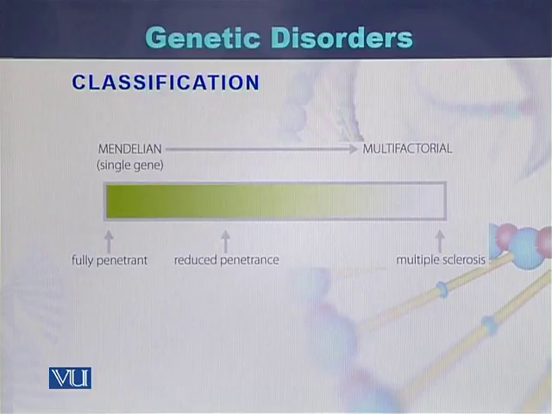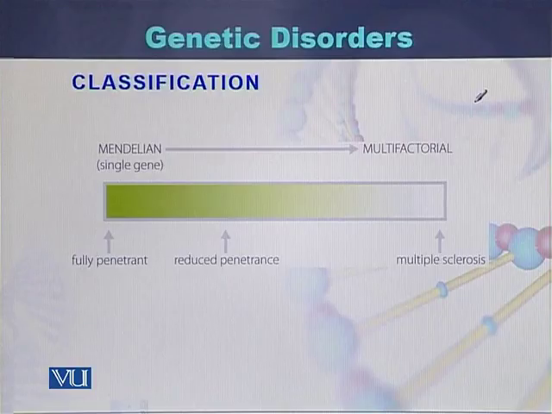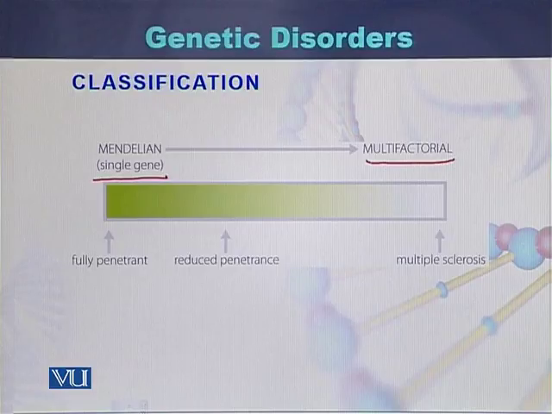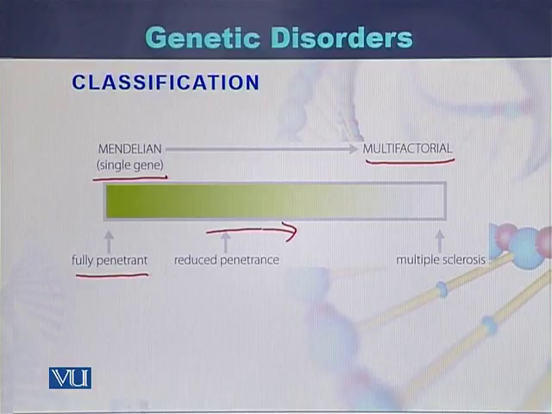Another classification of the diseases is based on Mendelian and non-Mendelian, which are also called multifactorial. Mendelian disorders are those which are caused due to a single gene, while multifactorial diseases are those which are caused due to more than one gene. That can be two genes, or one gene plus the effect of the environment. Mendelian disorders, also called single gene disorders, are fully penetrant. While if we move towards multifactorial diseases, the penetrance of the diseases reduces.